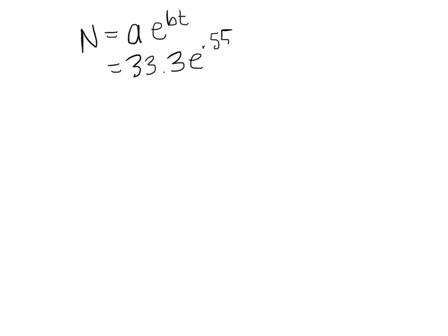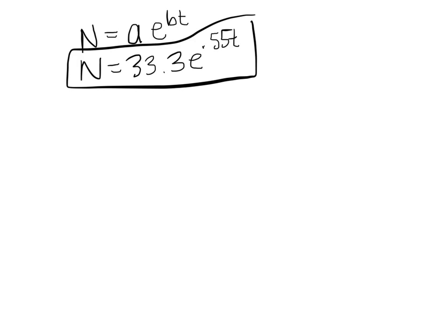So what I've got is a model that the number of fruit flies is equal to, I said it was a e to the bt, and I found a was 33.3 and b was 0.55t. So there's my model for the number of fruit flies, and then the question was, let t equal 5, how many fruit flies were there?